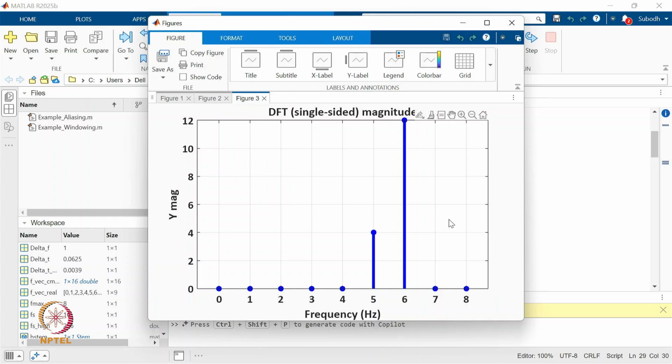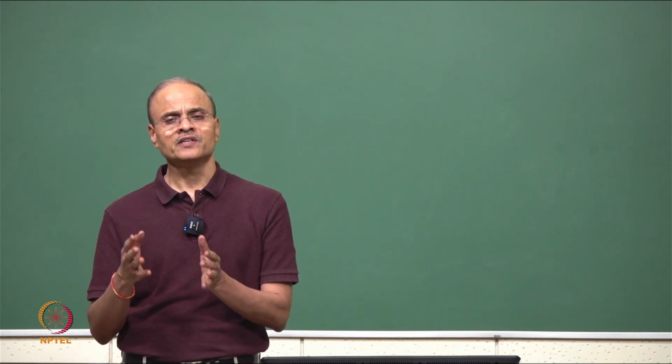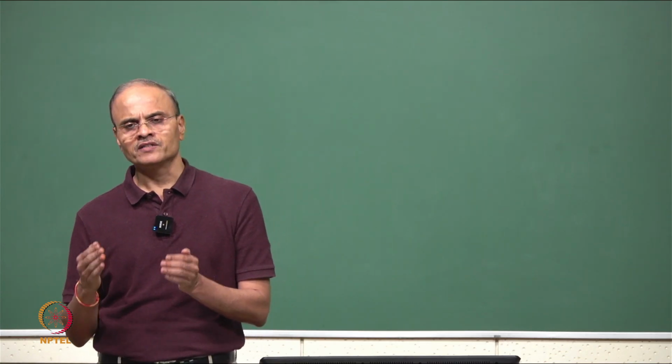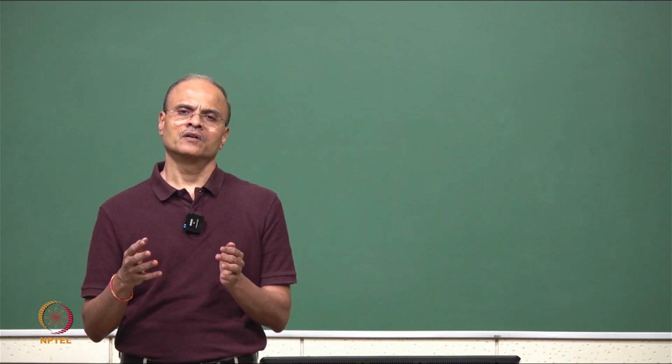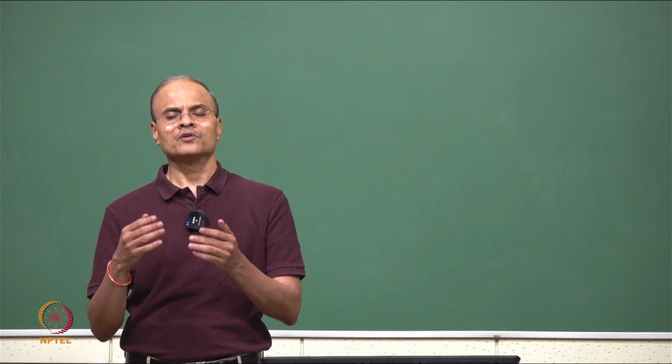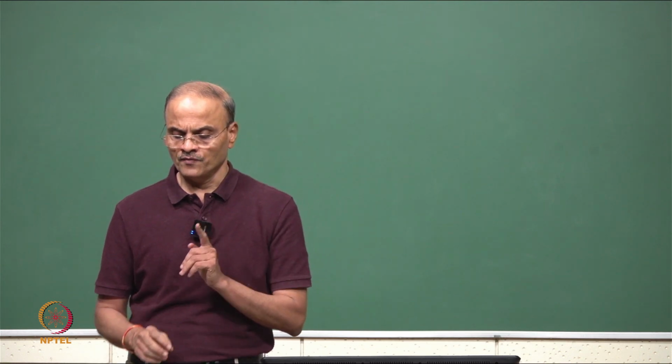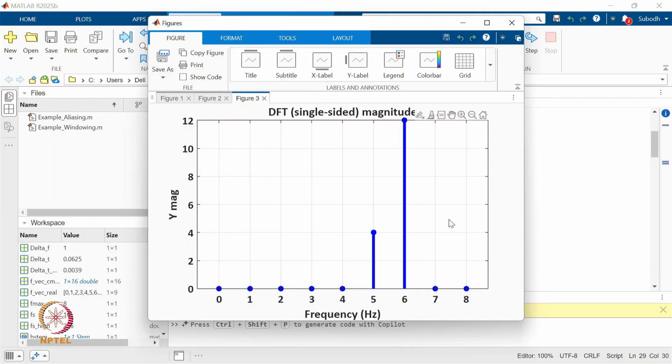So what has happened is that because the sampling frequency is 16 hertz and the maximum frequency component is 10 hertz, the choice of sampling frequency is inadequate. It does not satisfy the sampling theorem, and that has led to aliasing of those components which do not satisfy the sampling frequency criteria. That is why the component at 10 hertz has got aliased, and now it is appearing as a 6 hertz component in the spectrum. That is nothing but aliasing.